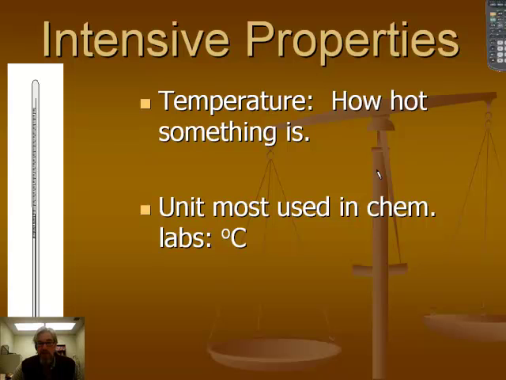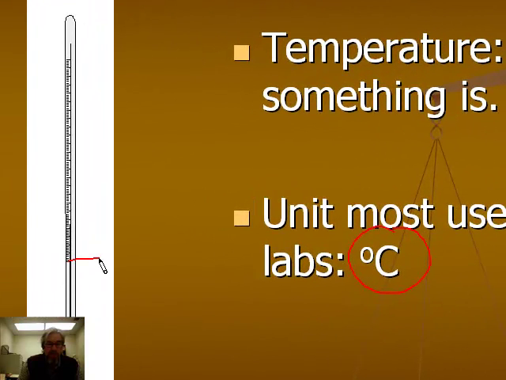In chemistry labs, we will most often use the system of temperature measurement that the rest of the world uses, and that's degrees Celsius, degrees C. In degrees Celsius, the boiling point of water and freezing point of water are separated only by 100 degrees. Water freezes at 0 degrees Celsius, and it boils at 100 degrees Celsius. So this difference is 100 degrees.